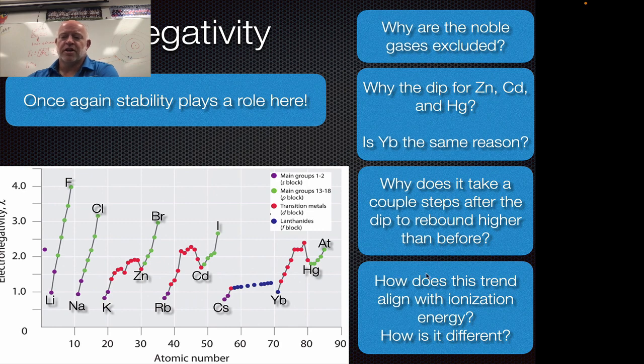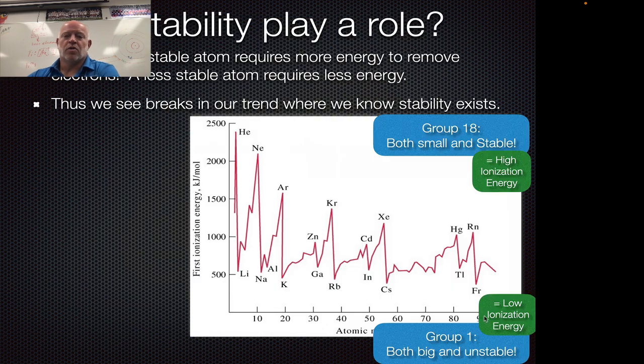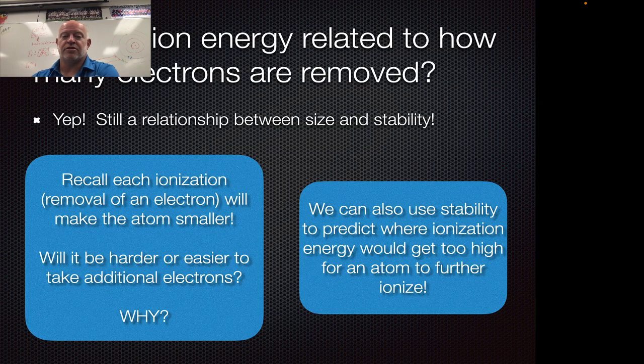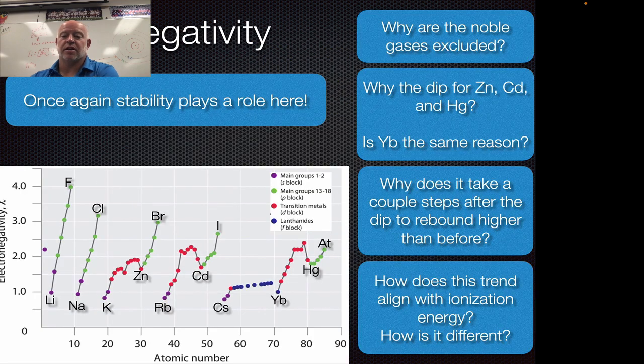Now, last question. Does this trend align with the ionization energy, okay? Or how is it different? Well, if we go back to ionization energy, go back a bunch of slides, we saw lowest ionization energy at the alkali metals, the big atoms, and we saw high ionization energy at the end of that period, okay? So if you look at it, the trends actually do align. They align with each other very, very well, actually, okay? So the general trend is the same. There is correlation there.